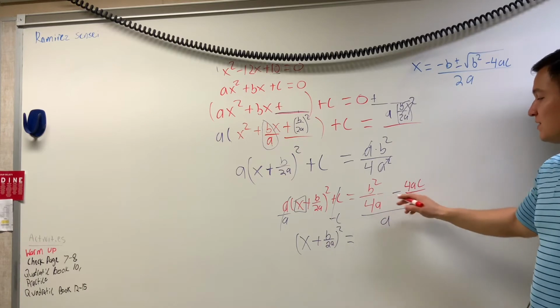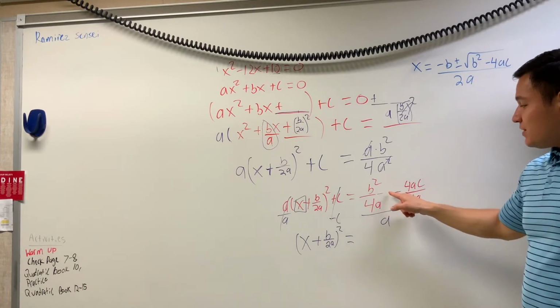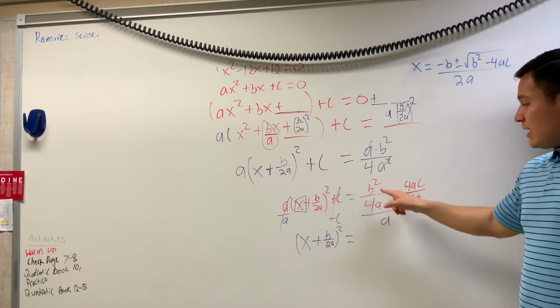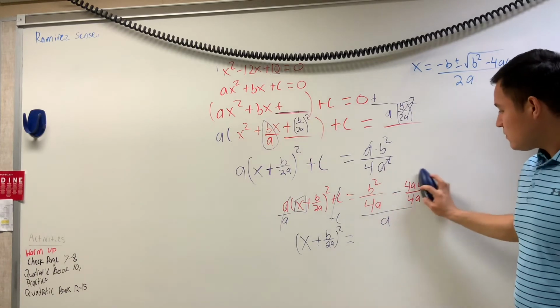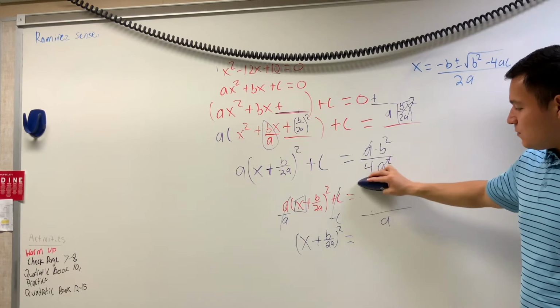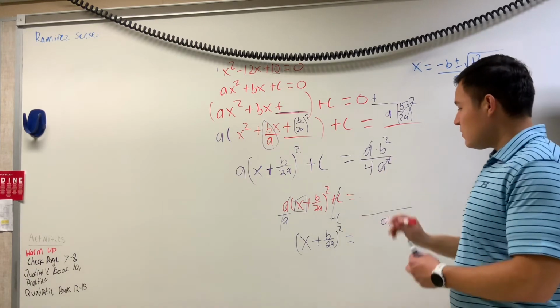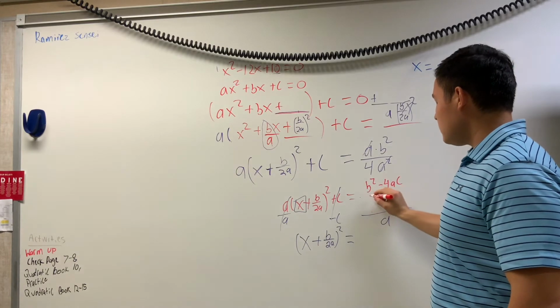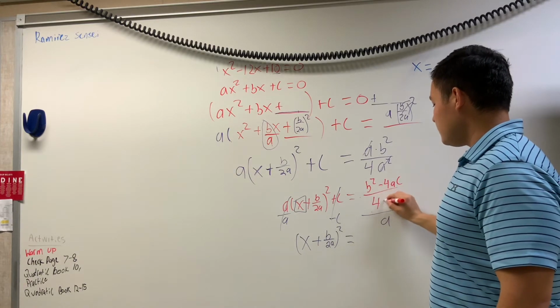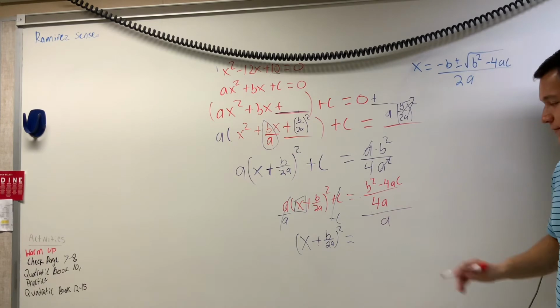Once you have the same denominator, you are allowed to subtract the tops. The top is b squared minus 4ac. So let me write that as one fraction together: b squared minus 4ac divided by 4a, divided by a.